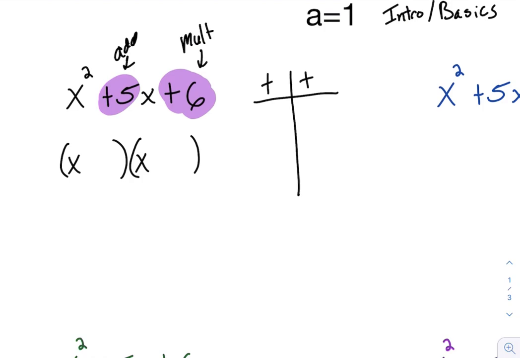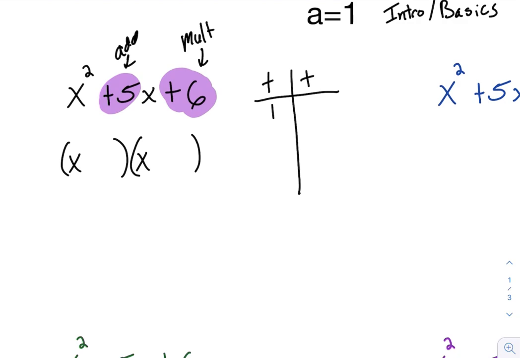Each side of the table is going to be a number. They're both going to be positive. Right? And then I have to add to 5 and multiply to 6. Now, let's say I didn't know what the signs are. There's infinitely many numbers that add to 5, but there's only a few numbers that multiply to 6. So I always start with the multiplication. And I always start with 1. I know 1 is going to multiply to 6. So I have 1 and 6.